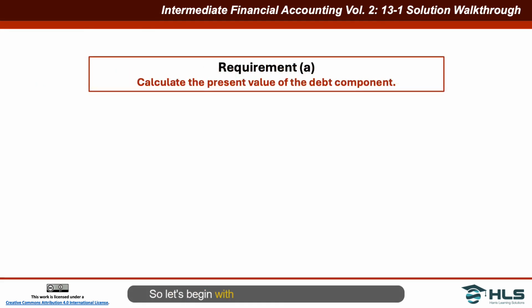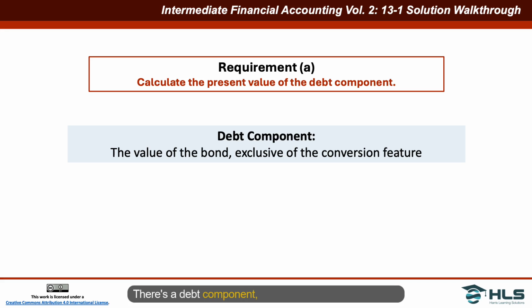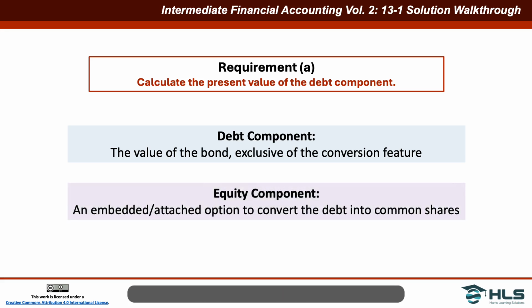So let's begin with requirement A, where we are to calculate the present value of the debt component. First, it's important to understand that convertible bonds are actually comprised of 2 components. There's a debt component, which is the value of the bond exclusive of the conversion feature, and then there's the equity component, which represents the embedded or attached option to convert the debt into common shares. The debt component is simply the present value of the bond calculated using an appropriate market yield.